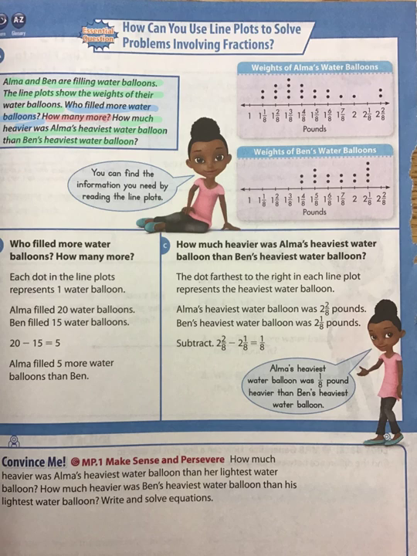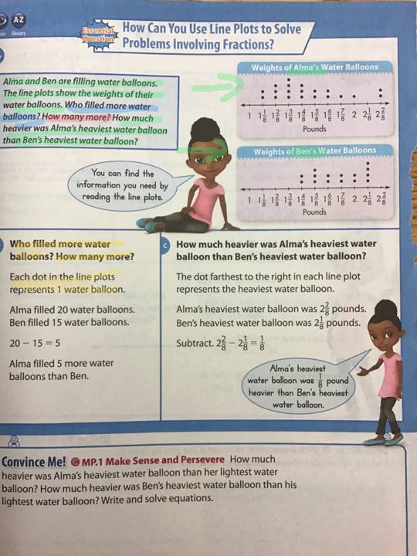If we look over at our line plots, they are right here. We have Elma's and Ben's. So we can use the line plots to answer the questions. Let's look at part B. Who filled more water balloons? How many more? Well, each dot in the line plot represents one water balloon.